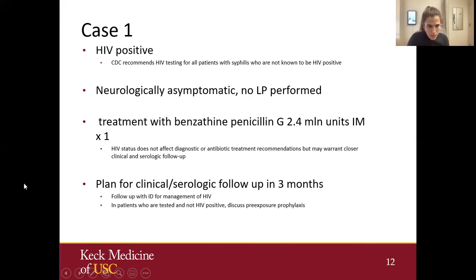In this case, the patient was tested for HIV and was found to be HIV positive. Again, note that the CDC does recommend HIV testing for all patients with a syphilis diagnosis who are not known to be HIV positive. This patient was neurologically asymptomatic. He saw someone in internal medicine, and a review of systems and neuro exam were performed. Because he was asymptomatic with no focal signs or symptoms, no LP was performed. He was treated with benzathine penicillin, 2.4 million units IM ×1.